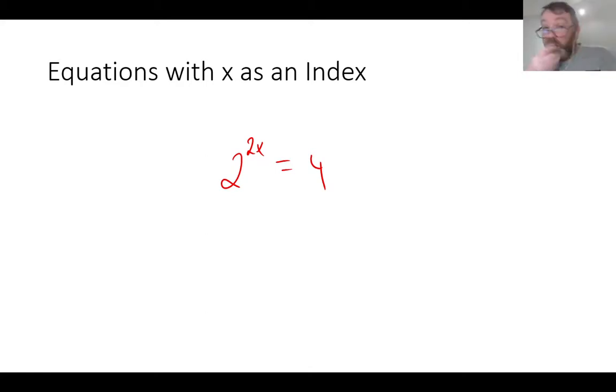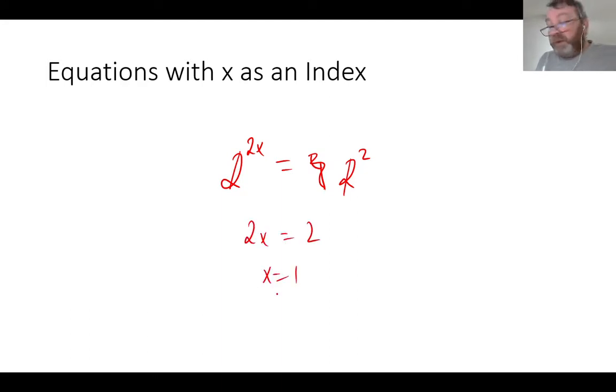So what I know I can do here is turn 4 into 2 squared without changing its value. Now I notice that base 2 is on the left-hand side, base 2 is on the right-hand side, so because both of the bases are the same, I just equate the indices, and I get x equals 1. And that is as easy as they are, providing that we understand that in order to solve an unknown index, the bases of all terms must be set to the same value.